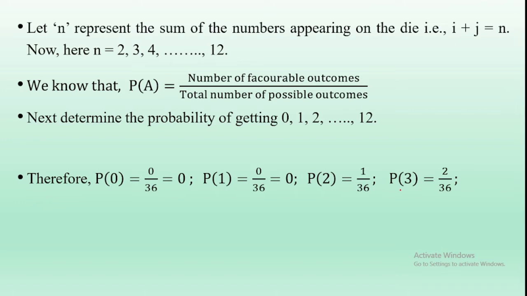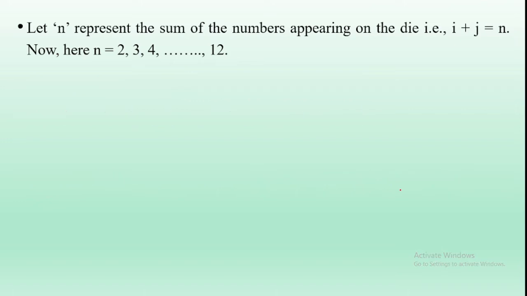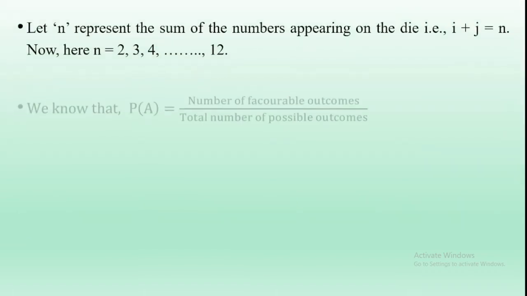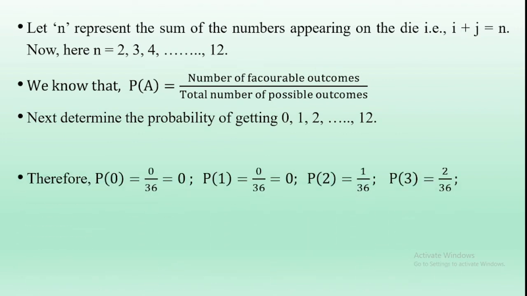Next, find the probability of 3. In this outcome of the experiment, to get a sum of 3 there are two possibilities: this is one possibility and this is the second possibility. Therefore, probability of 3 is equal to the number of favorable outcomes, 2, divided by the total outcomes, 36. Probability of 3 is equal to 2 by 36.